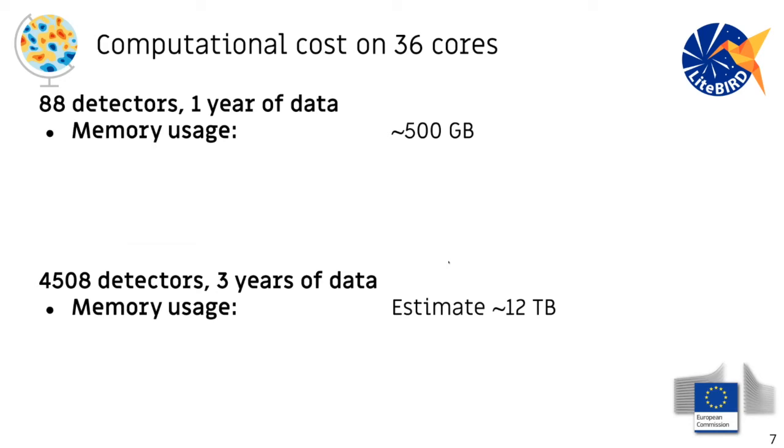And then the computational cost, I've been running my analysis on 36 cores. So all these numbers are for that. So for my current sets of simulations, I have a memory usage of 500 gigabytes. And then for the full data set, I estimate that I will need to keep approximately 12 terabytes in memory while running Commander, since, as you've already heard today, Commander reads in all the data in the beginning and keeps it in memory while running, which makes it way faster, but it also gets a higher memory demand.